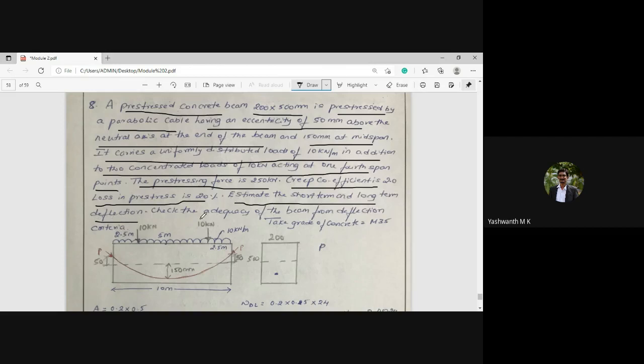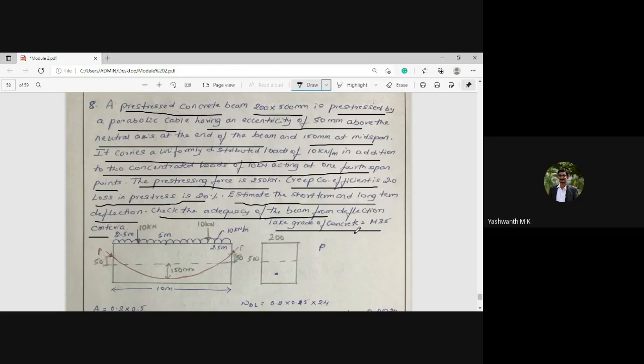Estimate the short-term and long-term deflection. Apart from this, whatever deflection you have calculated or estimated, check the adequacy of the beam from deflection criteria. And please note down, consider the grade of concrete M35. So these are the data that have been given.